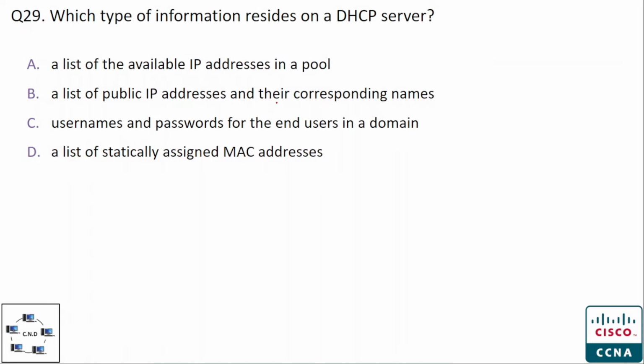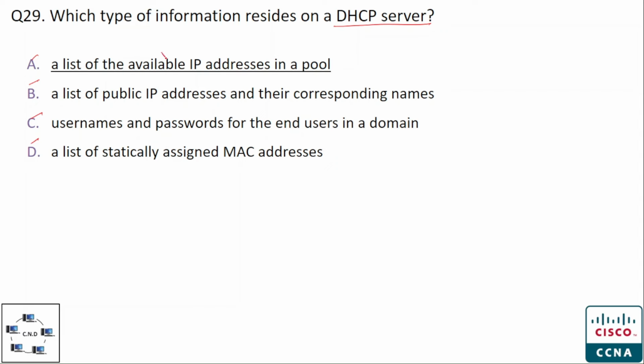Question number 29. Which type of information resides on a DHCP server? The options are option A, a list of the available IP addresses in a pool. Option B, a list of public IP addresses and their corresponding names. Option C, usernames and passwords for the end users in a domain. And option D, a list of statically assigned MAC addresses. And the correct option is option A.